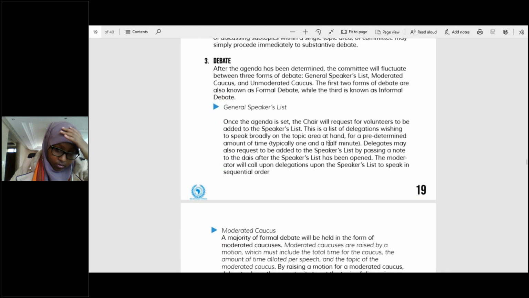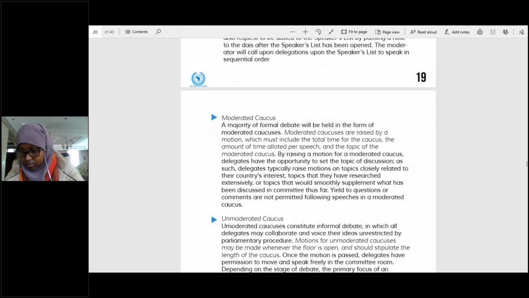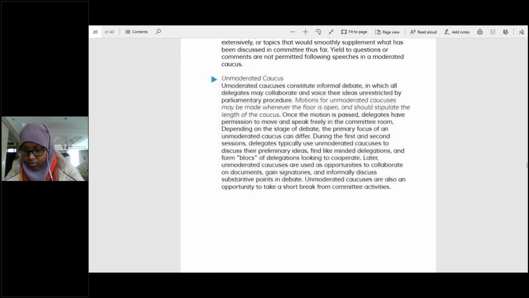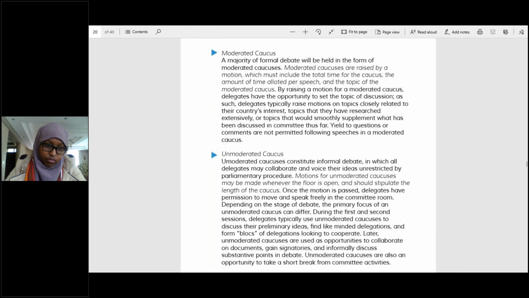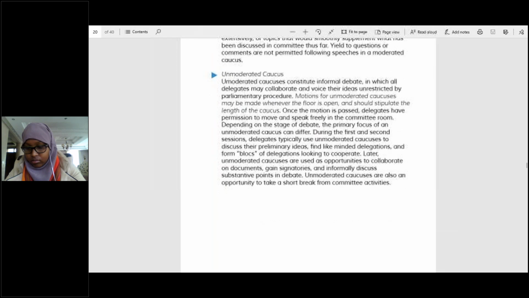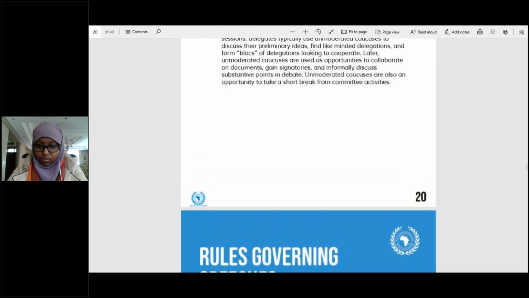After it has run for about 5 to 10 speakers, you will be asked to raise a motion. You can either raise a motion to go into a moderated or unmoderated caucus. And as Glory said, the extension is only by half the original time. So if the original time for the caucus was 20 minutes, you can only extend it by 10 minutes, giving a total of 30 minutes. That's basically what we've gone through.